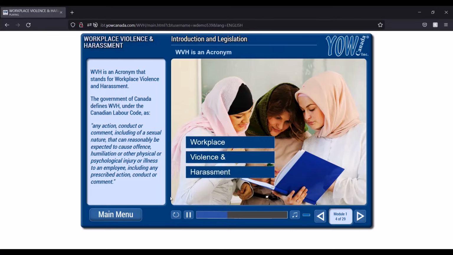The Government of Canada defines WVH under the Canadian Labour Code as any action, conduct, or comment, including of a sexual nature, that can reasonably be expected to cause offense, humiliation, or other physical or psychological injury or illness to an employee, including any prescribed action, conduct, or comment.